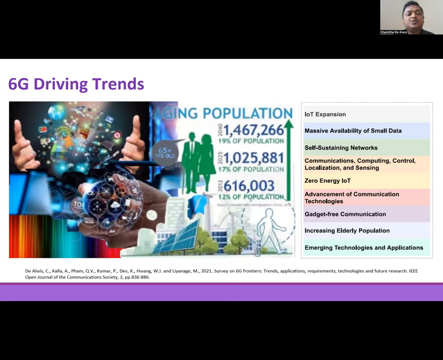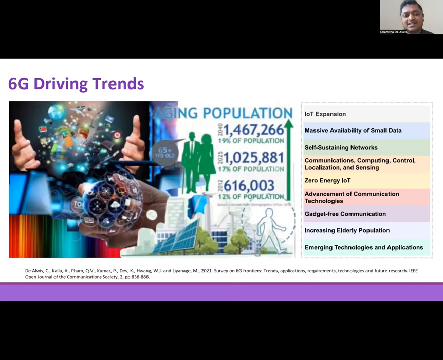And also, there's another interesting thing: if you look at the statistics, the number of elderly population is increasing. So this means the care that they need should be provided. But it's not possible to do it conventionally because healthcare resources are very scarce. So we are moving towards ambient assisted living, where there are different sensors and different wearables that will monitor this elderly population and also assist them to live. And also many emerging technologies and applications.